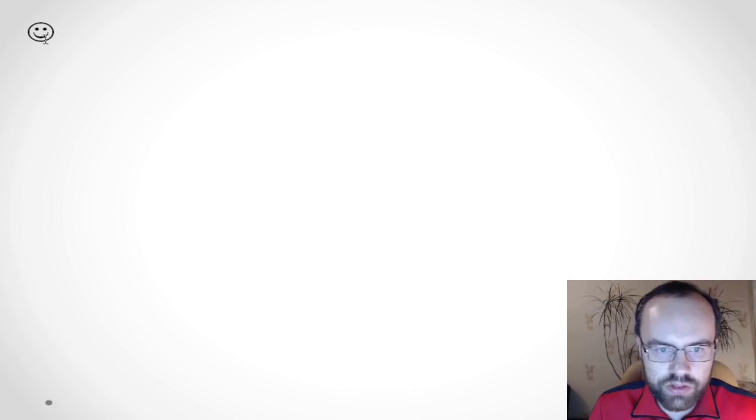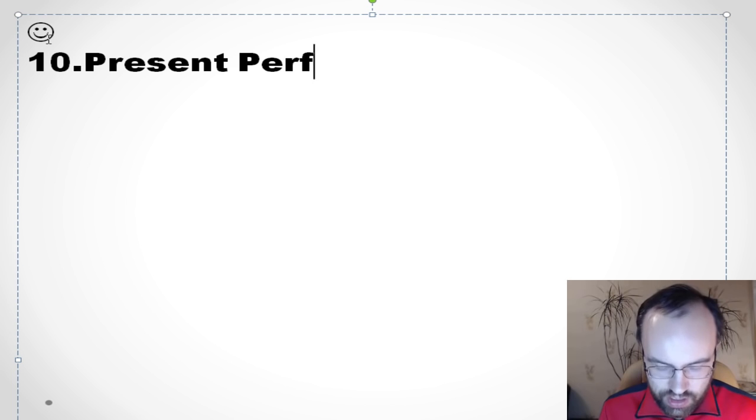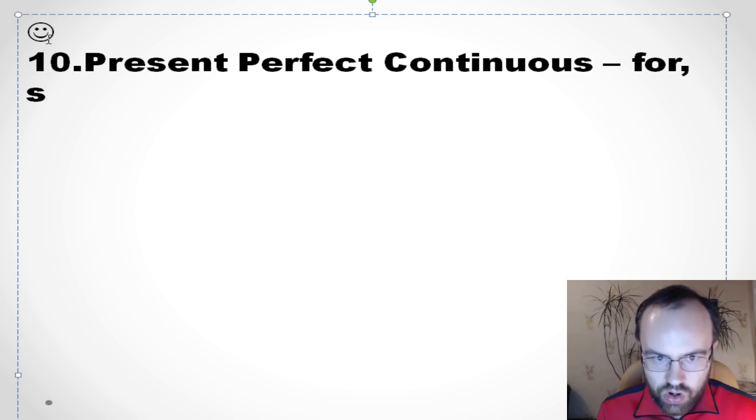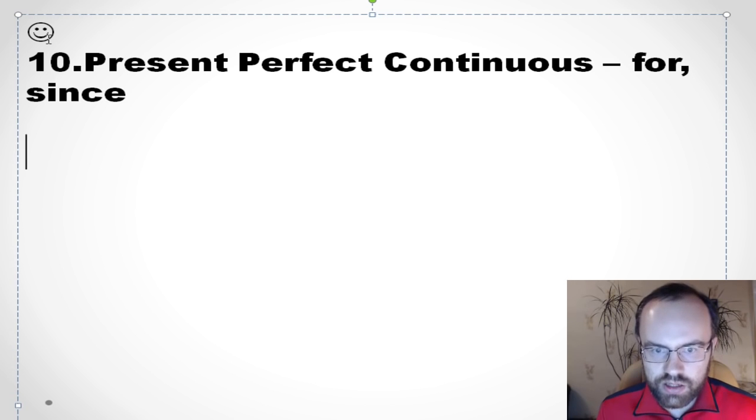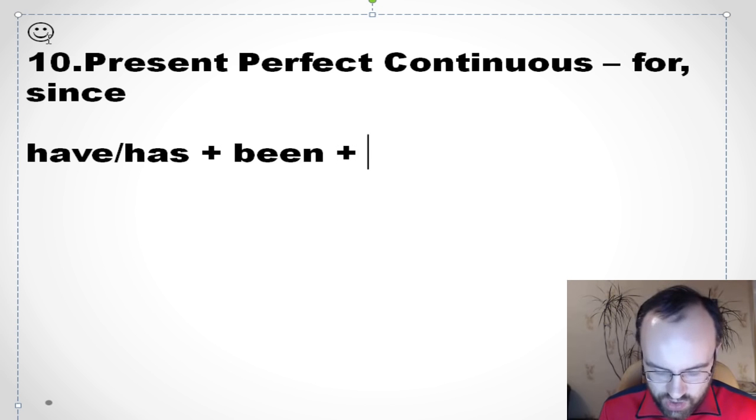Okay, so what about the group you mean, perfect continuous. So you know present perfect continuous, we often use it when we have for and since. So when do we use this tense? Okay, and how do we form it? Have or has plus been plus verb plus ing.